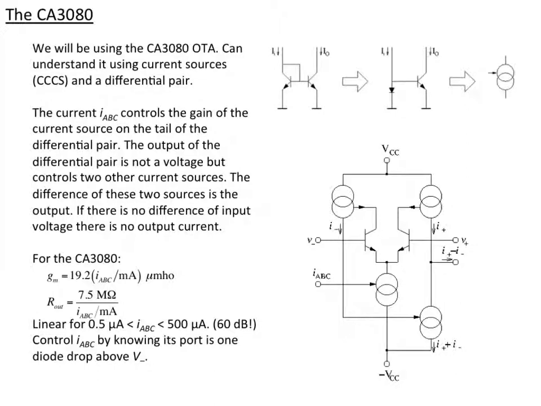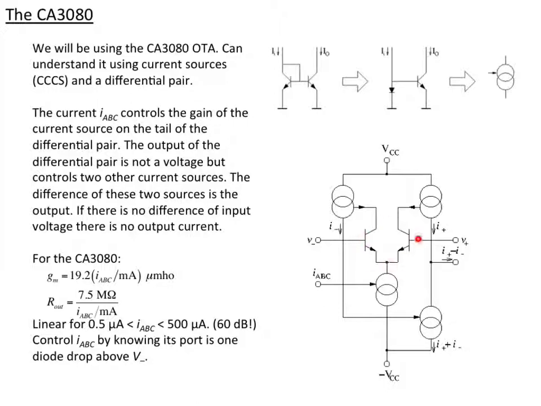So in the OTA, the IABC controls the gain of the current source, and that's here. So there's a current source here. Remember, that's going to draw a fixed amount of current, and IABC controls what that current is. In the current mirror case, that just is the whole current.